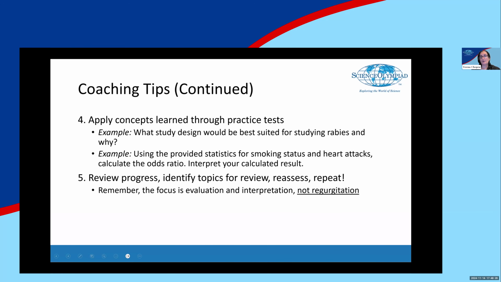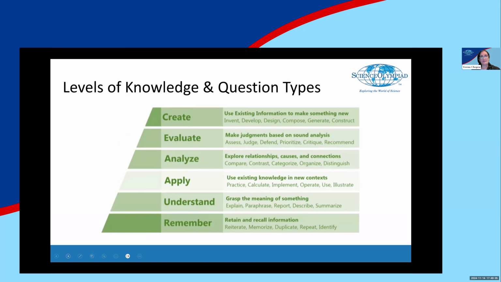How can you apply concepts that you have learned, what study design can be suited for studying rabies, for example, and why. Looking at various kinds of statistics, I think we've really hammered on it a lot. Then review your progress, identify topics for review. Remember, this event is very much about evaluation and interpretation. It's not a memory kind of event, but as long as you understand the various designs and steps in an outbreak, you can do very well on it.